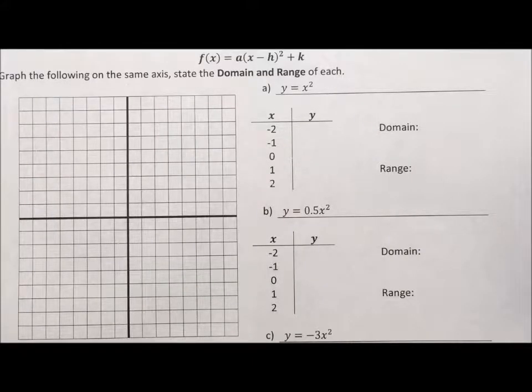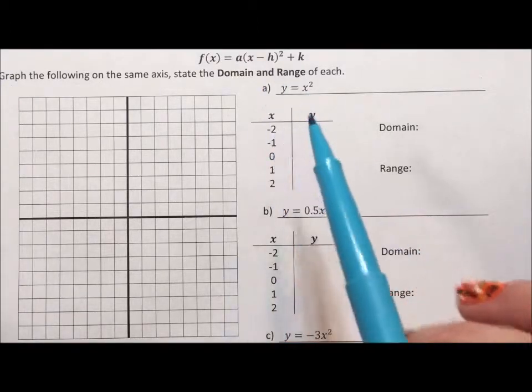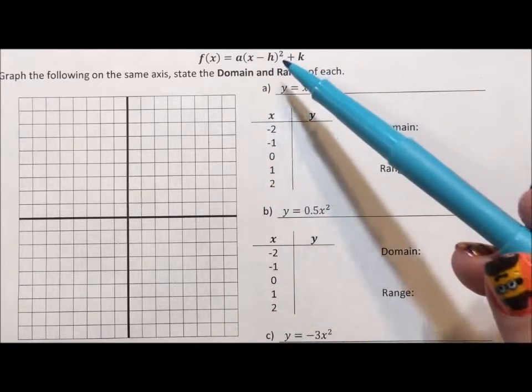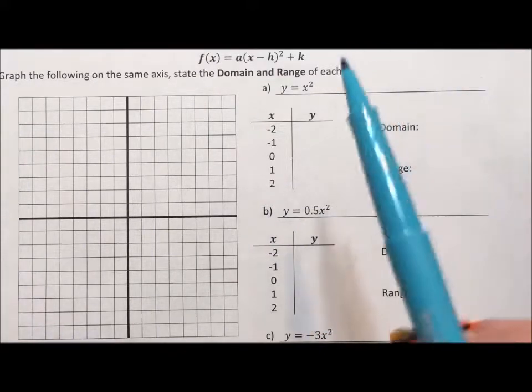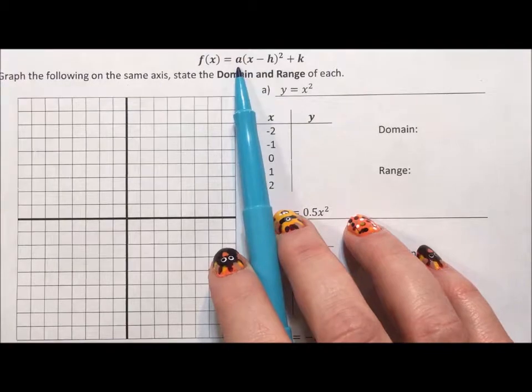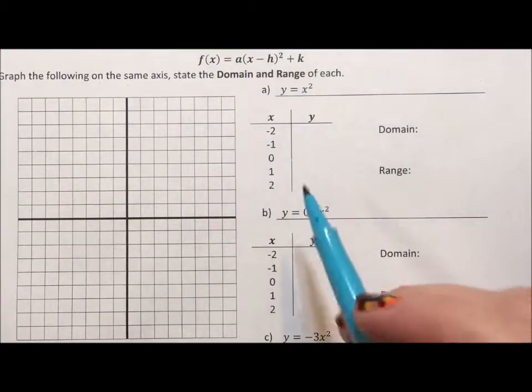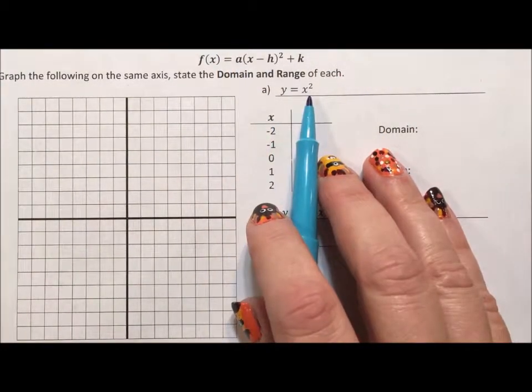Today I'm doing a series of videos on parabolas, and we're going to discuss how to graph a parabola in vertex form. In this video, I am going to talk about how A affects the graph. So we're going to start off with graphing y equals x squared.